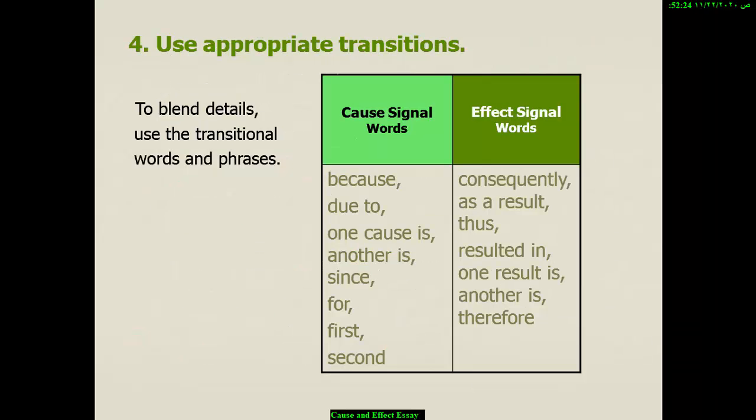What about using transitions? There are some transitions that signal cause and other transitions that signal effect. Words like because, due to, one cause is, another is, since, for, first, and second, these words are used to introduce causes. And words like consequently, as a result, thus, resulted in, one result is, another one is, therefore, these words signal the effects.